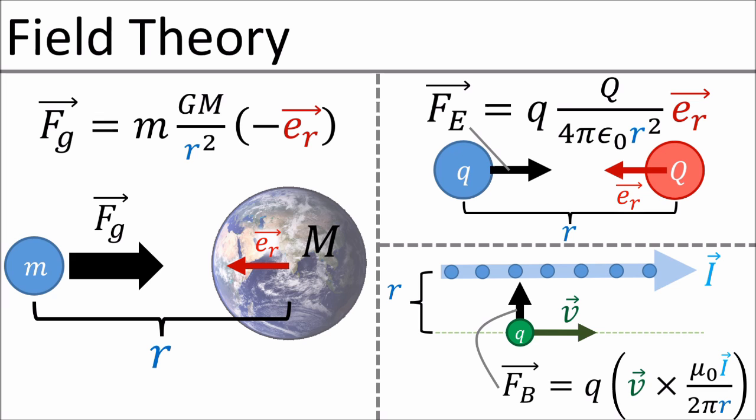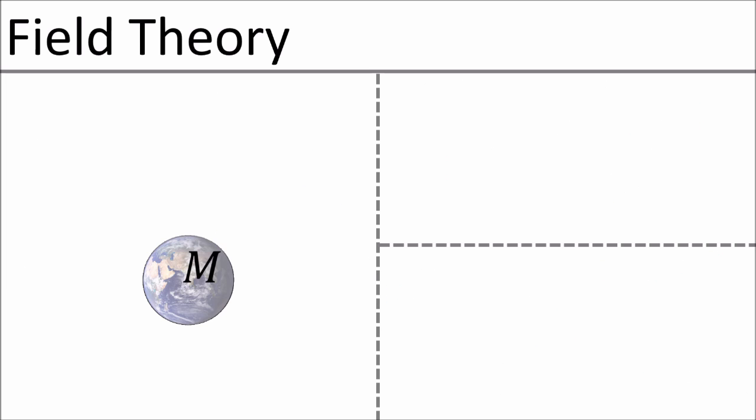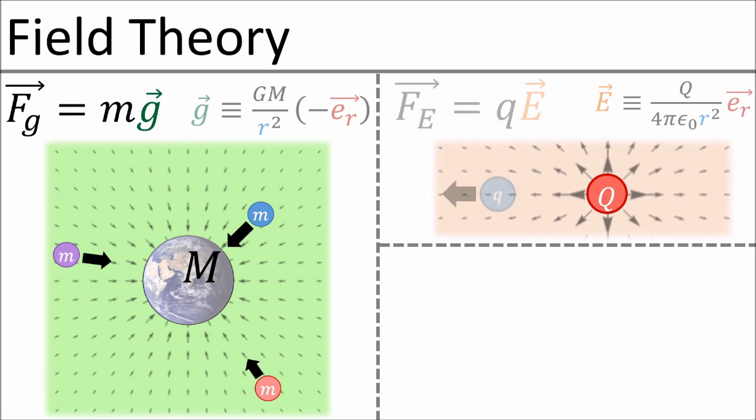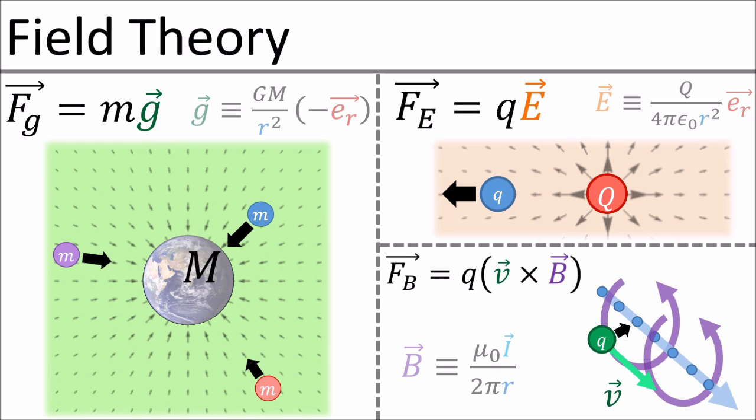However, it's common to take these particle theories and upgrade them to field theories. For example, instead of calculating the forces for a ton of different objects around a planet, we can associate a gravitational field with the planet, which is defined everywhere in space and time, and use that to calculate forces instead. We can do something similar with electric fields and magnetic fields.